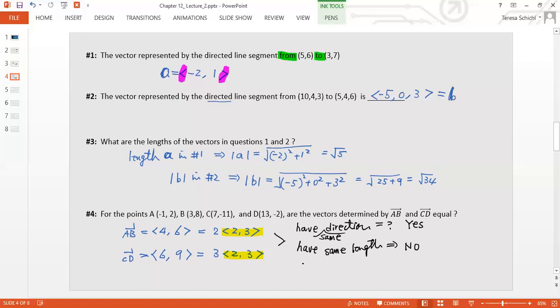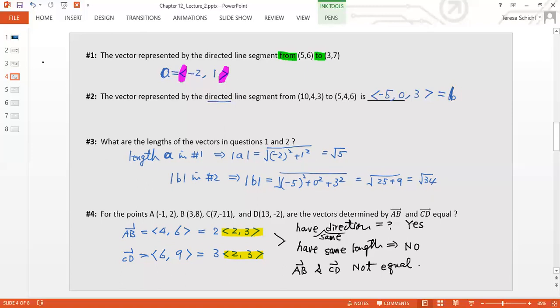So are they the same? Are they equal? So I know AB and CD, are they equal? No, they are not equal. Remember we said if two vectors are equal, what do they have to have? They have to have the same direction and the same length. Okay, sounds good.